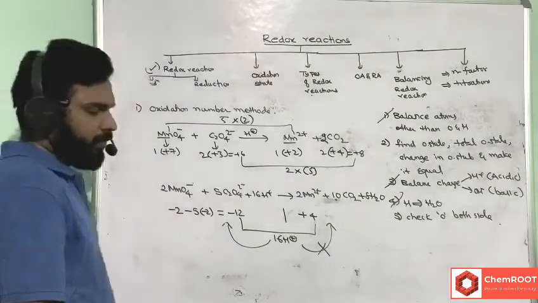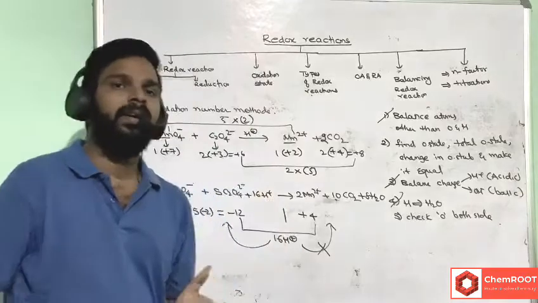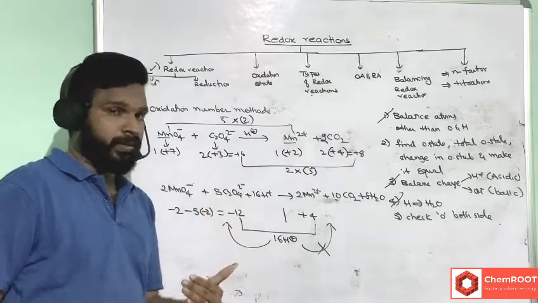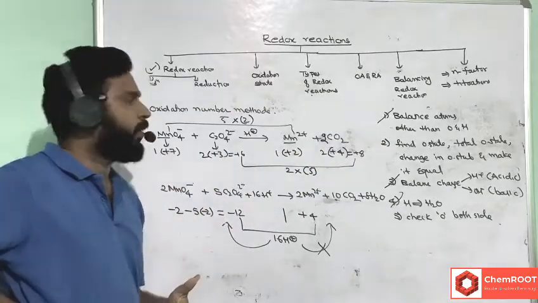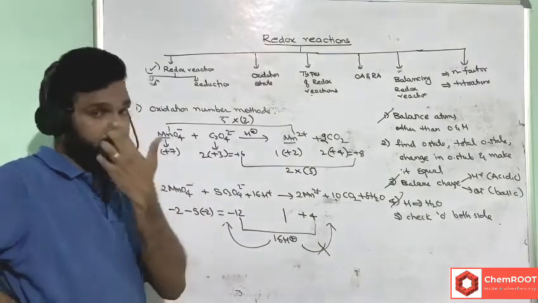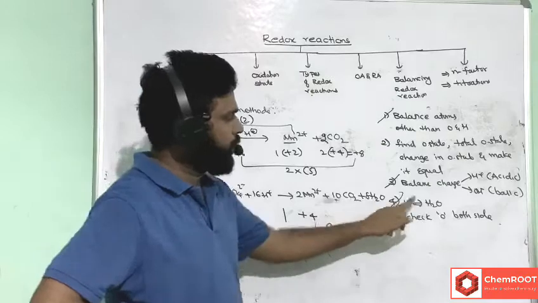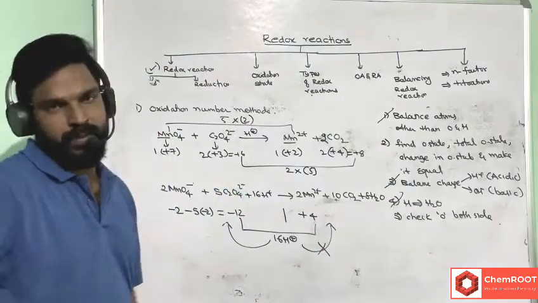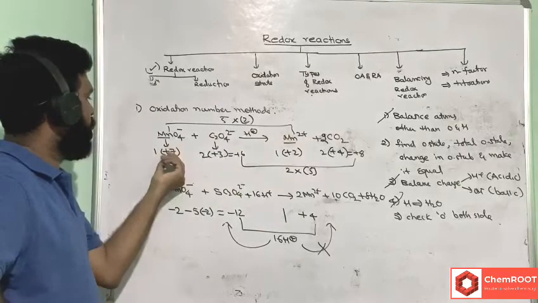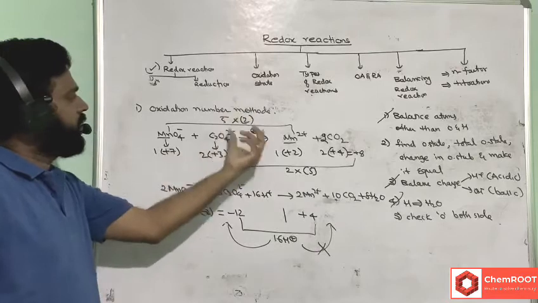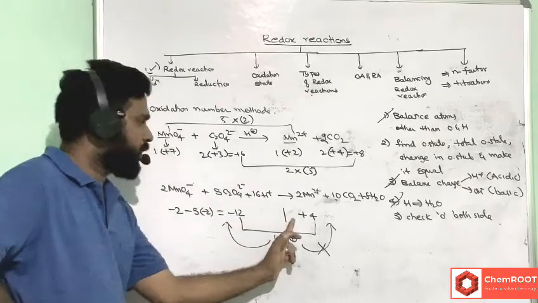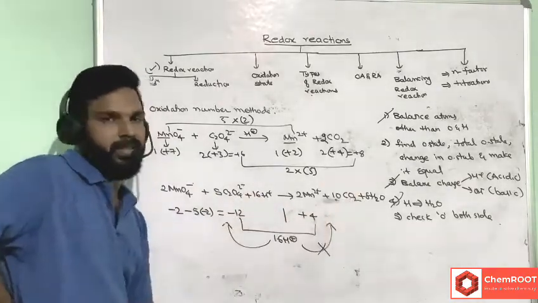Okay, so first what we have done, one more time. First we have to balance the atoms other than hydrogen and oxygen. Then you have to find oxidation state, total oxidation state, change in oxidation state and make it equal. Balance charge with H plus ions in acidic medium, OH minus ions in basic medium. Next balance hydrogen atoms with water. Check oxygen atoms on both sides. So first we balanced the carbon atoms, then we found oxidation state, total oxidation state, change in oxidation state. From that we got one equation. Then after that balancing the charge and after that balancing hydrogen atoms.